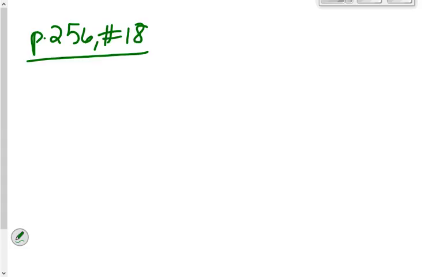Okay, so I've got basically 2 more examples that I want to go through about related rates. And remember that with related rates, what we're doing is we're taking all the derivatives with respect to time. So let's start with page 256, number 18. And if somebody would read it for us through part A.